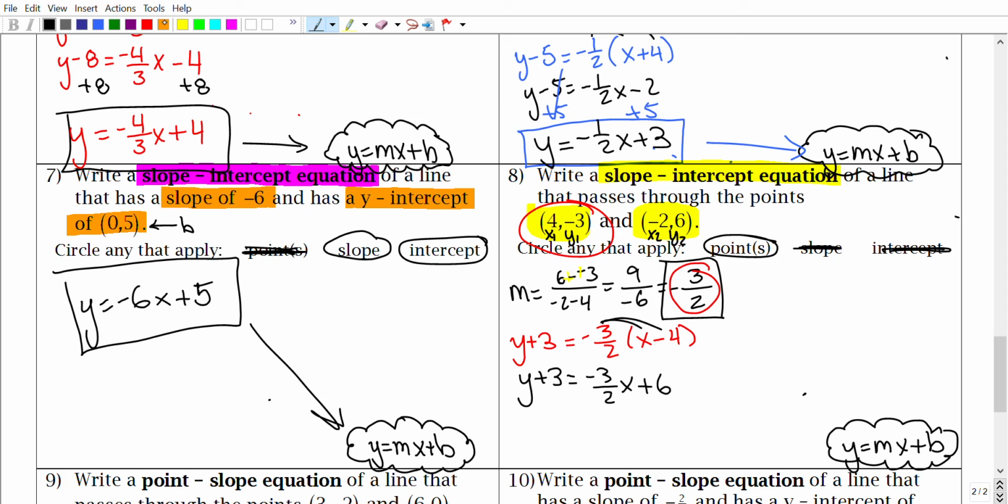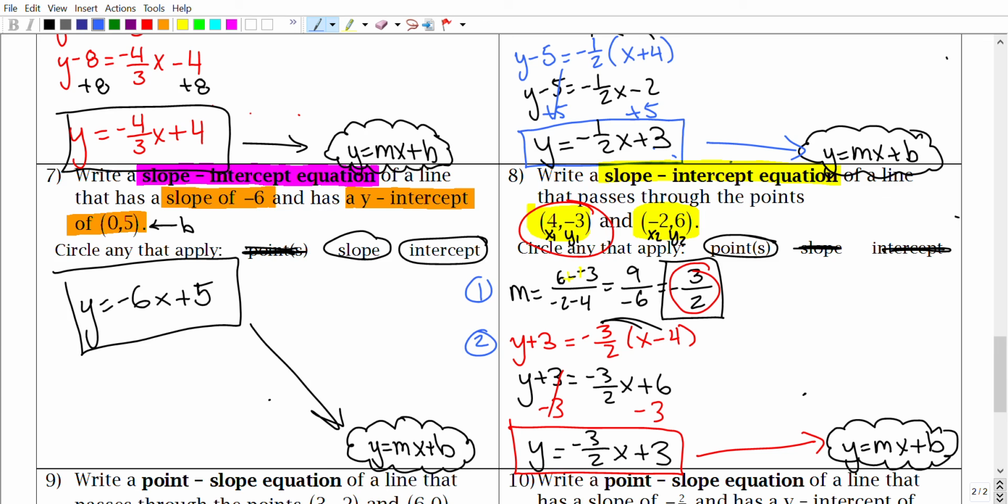Okay, from here we then subtract 3 because we want to isolate the y, to get a final answer of y equals -3 halves x plus 3. Does that look like it's in this form? Yes, it is. So we are done. Just like we set up above, guys, we have 3 steps here: calculate slope, write point-slope form, and isolate y to get your y equals mx plus b, or slope-intercept form.